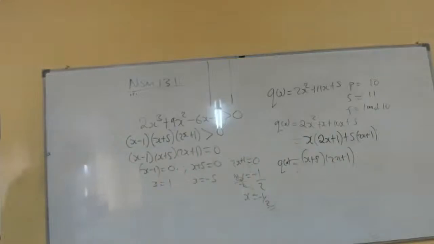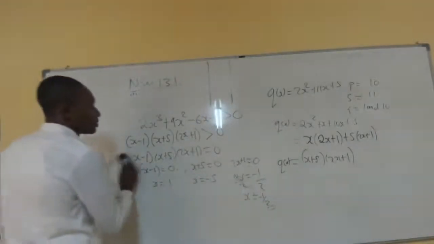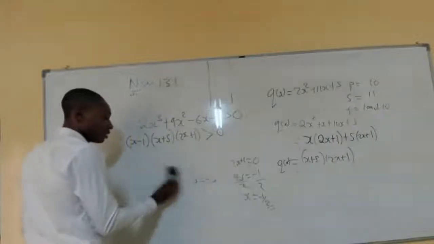These values which we found are what we call our boundary values. So we're saying x equals 1, x equals negative 5, and x equals negative 1 over 2. All these are simply our boundary values. We're going to use our boundary values now to get to the solution. So I'll erase this part.